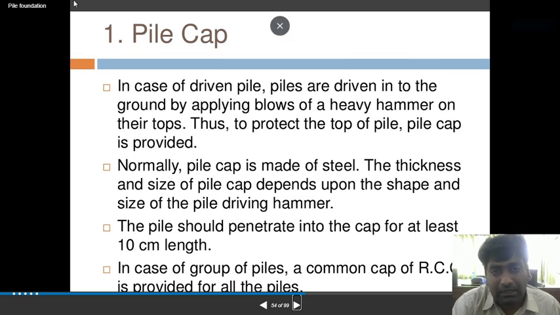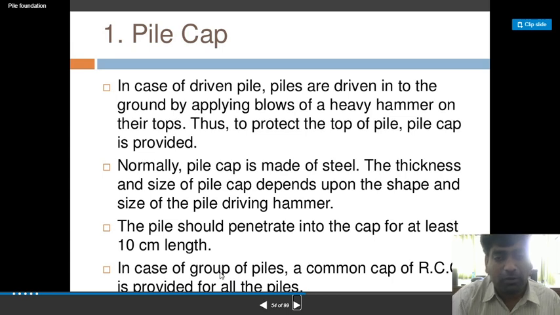Normally, the pile cap is made up of steel. The thickness and size of the pile cap depend upon the shape and size of the pile driving hammer. The pile should penetrate into the cap for at least 10 cm length. In case of a group of piles, a common cap of RCC is provided for all the piles.